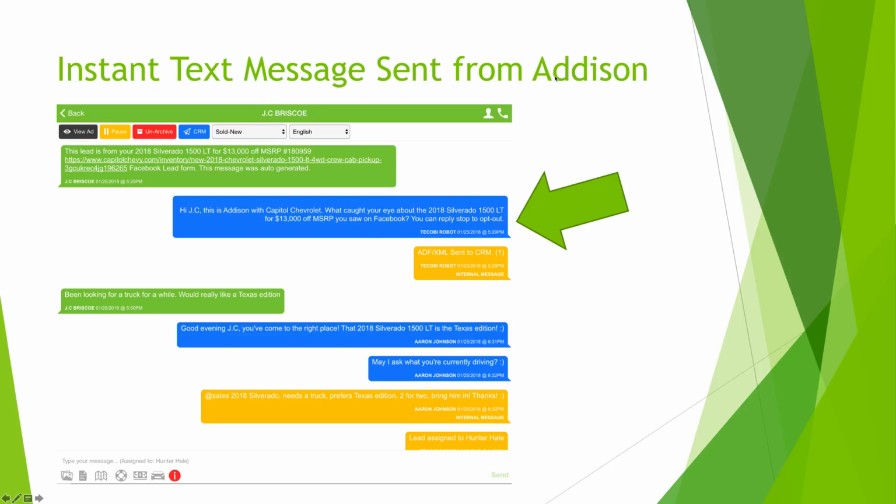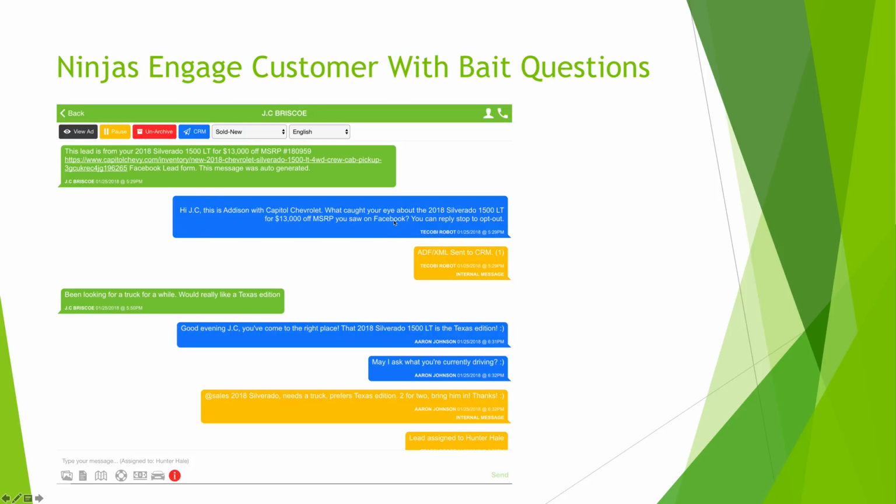We use the name Addison because it is the name of our artificial intelligence, and all of our ninjas will operate under that particular name. So that's the instant text message that is sent out the second the customer clicks the submit button on the ad. Then our ninjas will engage the customers with bait questions. So you can see here we asked a basic bait question just to get engagement out of the customer.